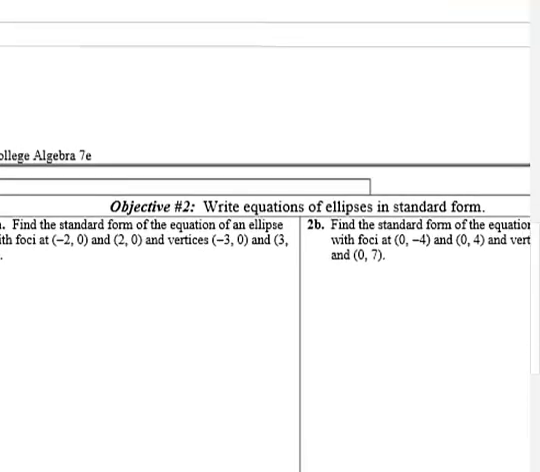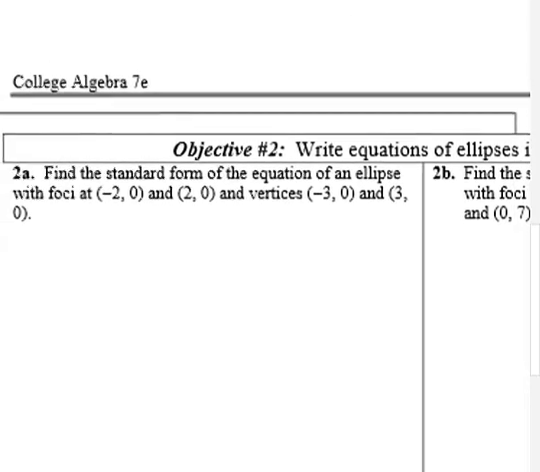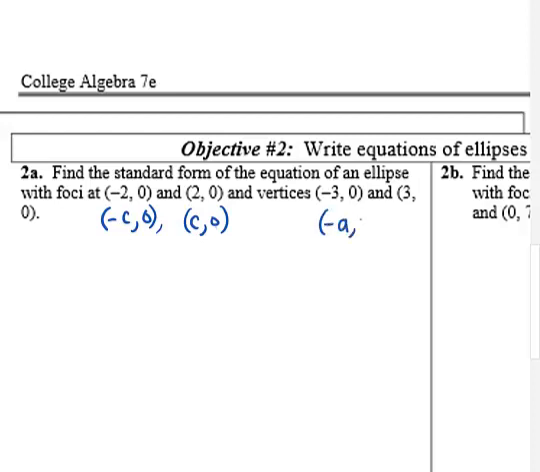Alright, now we're kind of going to go backwards. They're going to tell us some information about the graph of the ellipse, and we have to find the equation. That's going to be maybe a little more difficult, maybe not. So it says, find the standard form of the equation of the ellipse with foci. Okay, so that means this is negative c, 0 and c, 0. And then vertices, negative 3, 0. So this must be negative a, 0 and a, 0.